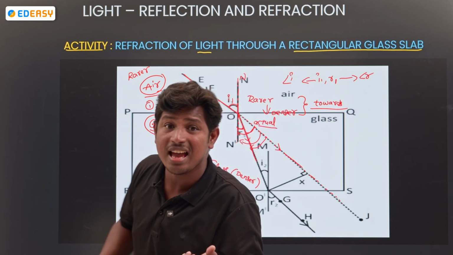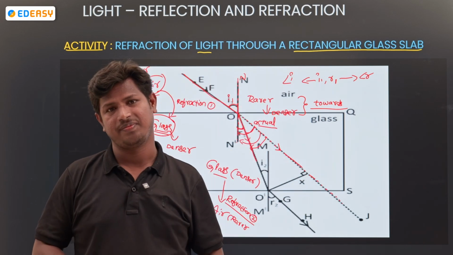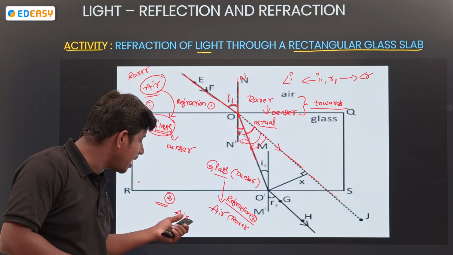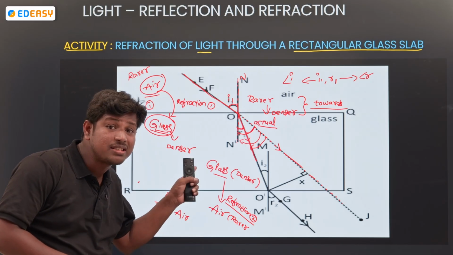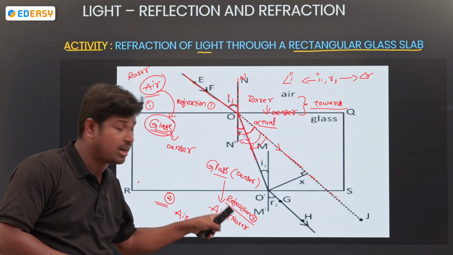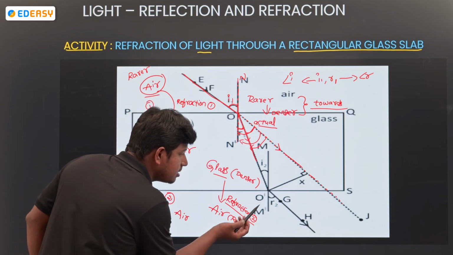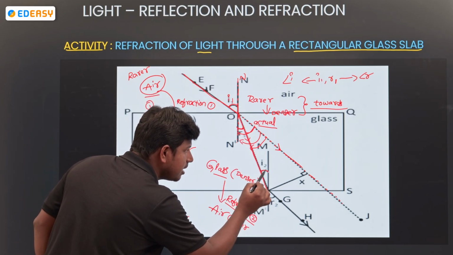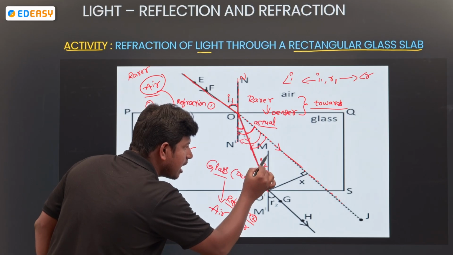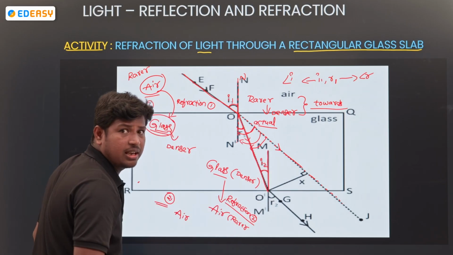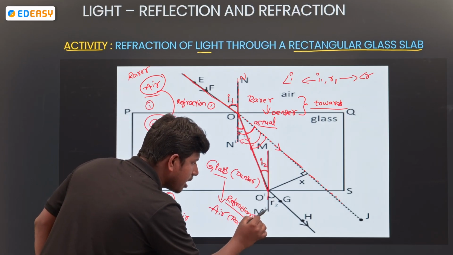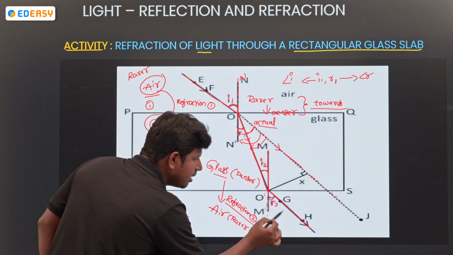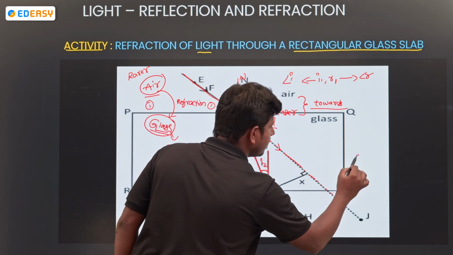Glass is the denser medium, air is the rarer medium. So it travels from denser to air. See, denser to air, this is the incident angle, which makes an angle with the normal, and the normal is extended. The refracted ray also makes an angle, the refracted angle. So I2 and R2 are what?